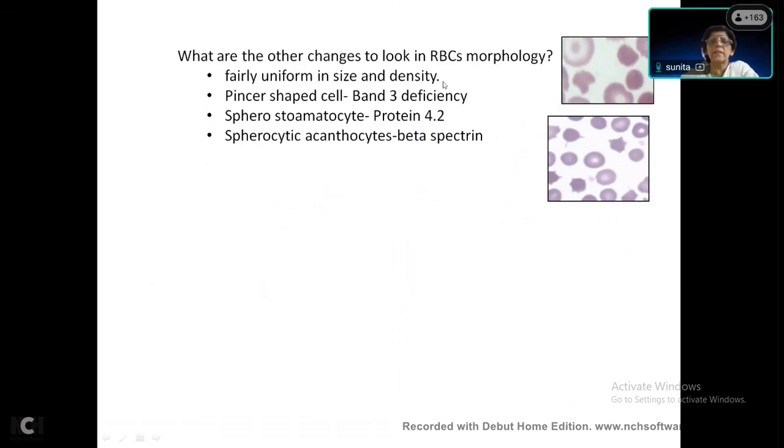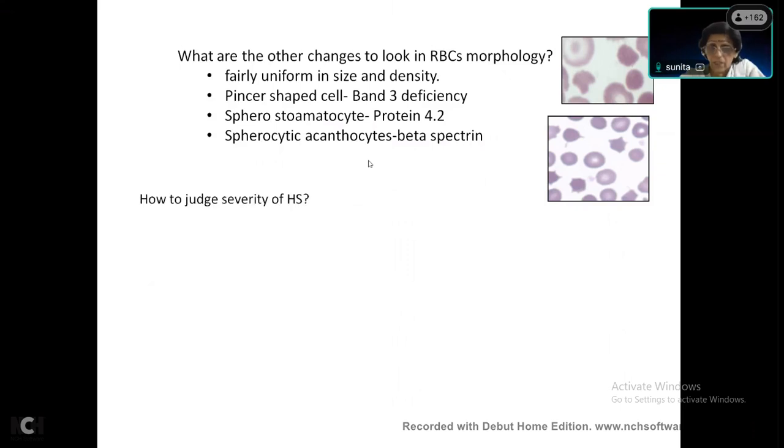The other changes which you should look for in the peripheral smear is that the spherocytes are fairly uniform in size and density as compared to autoimmune hemolytic anemia. In band 3 deficiency, they have a pincer-shaped or mushroom-shaped morphology. Then in beta spectrin defect, you can have acanthocytes. You can see the projections here with the dense loss of central pallor, dense cells with some fine projections. So these are the spherocytic acanthocytes.